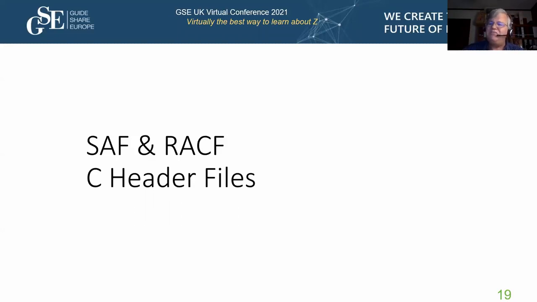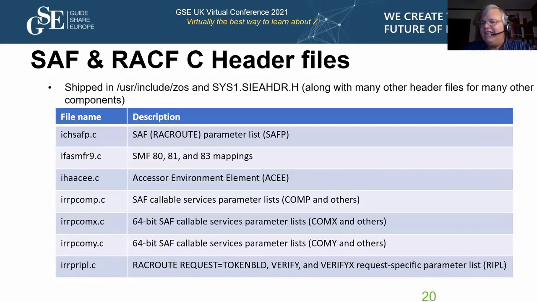I know there are people who like to write things in languages other than assembler. I kind of like assembler. But if you're writing things in, I don't know, Metal C or environments like that, you might like to have some header files that map some of the standard RACF things that one has to worry about. And now you can do that in z/OS V2R5.